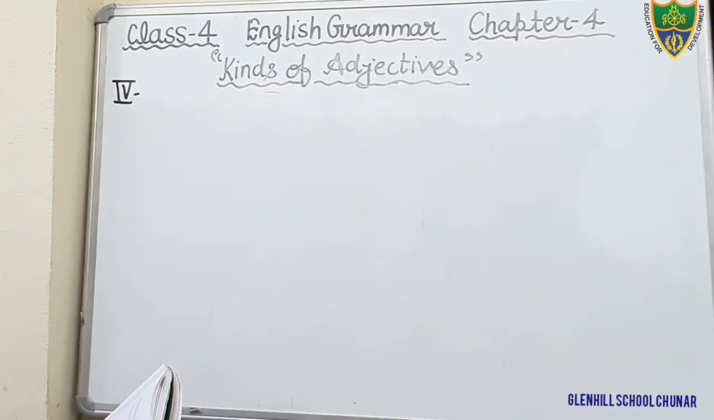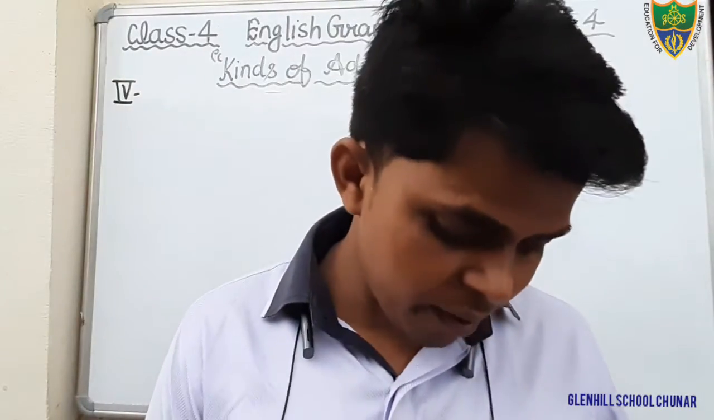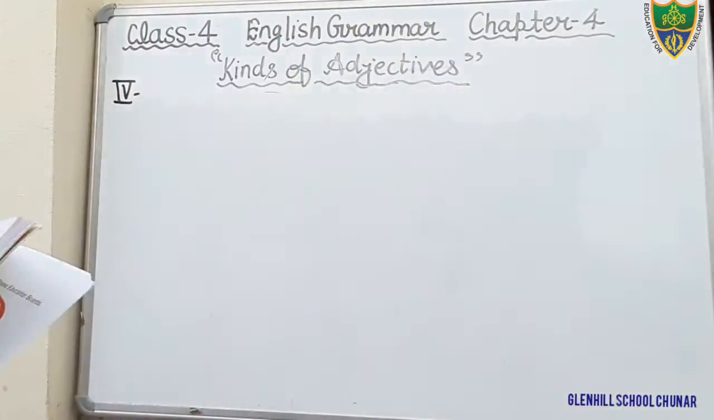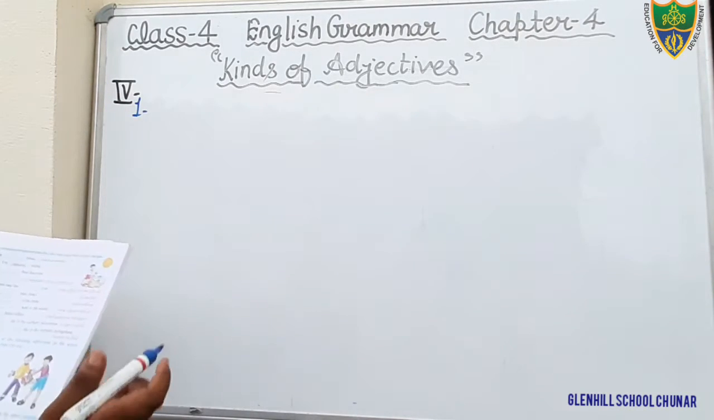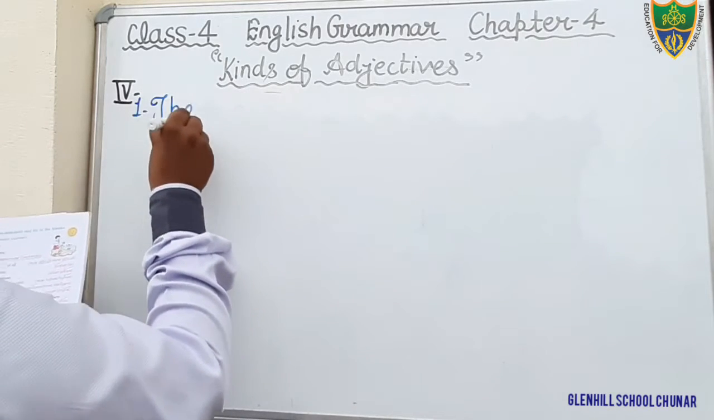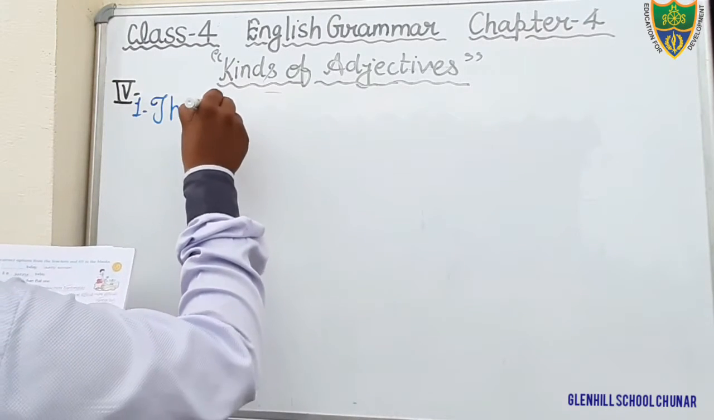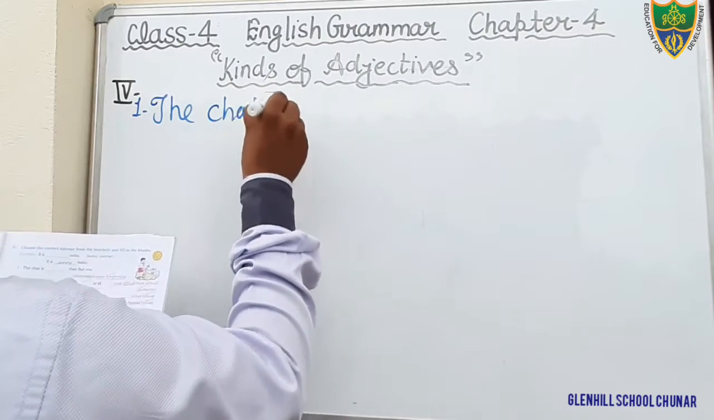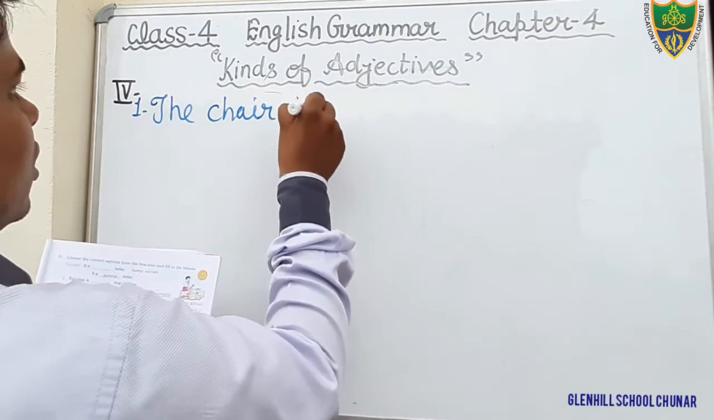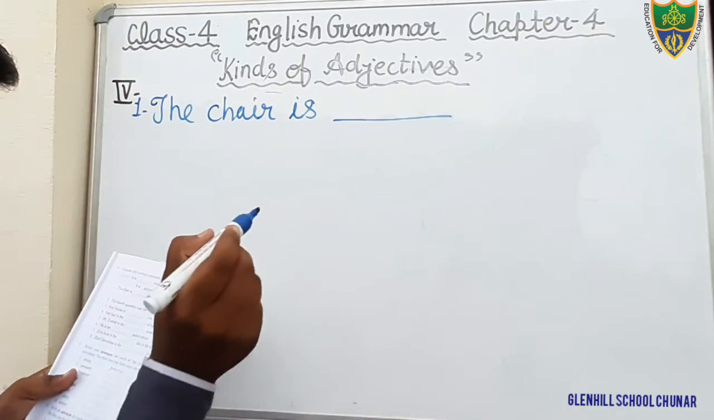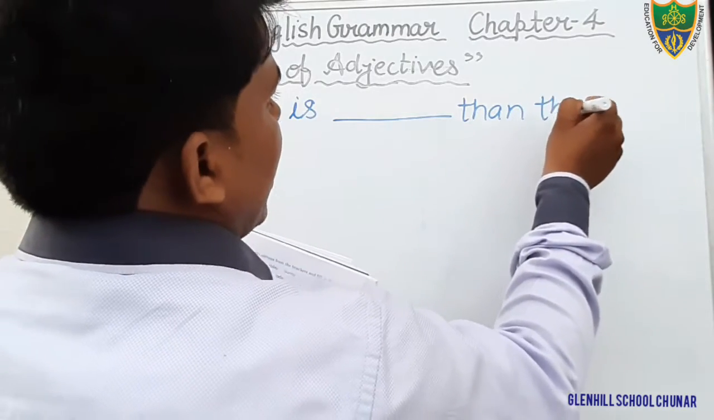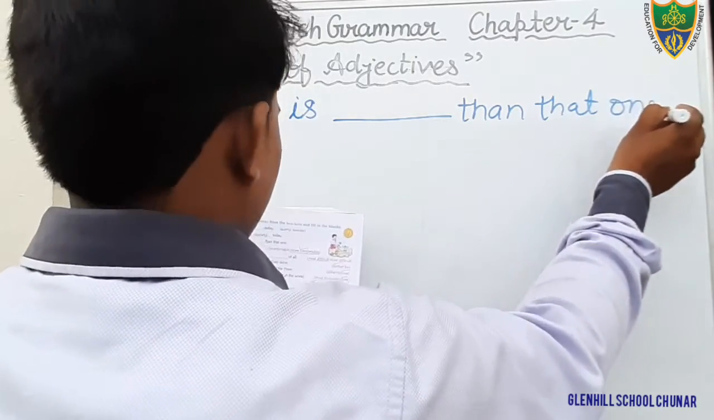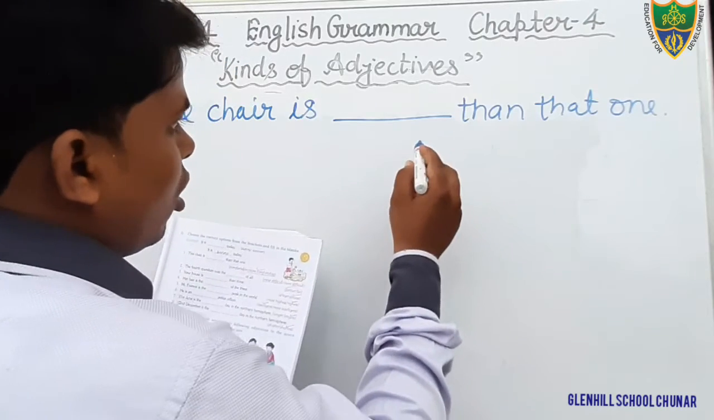Okay students, that was the example, not the first question, so no need to do it. Now we will discuss the first question. Just see here, what is the first question? The chair is ... than that one. Dear students, you can also see in your book, there is a blank, and options are given.